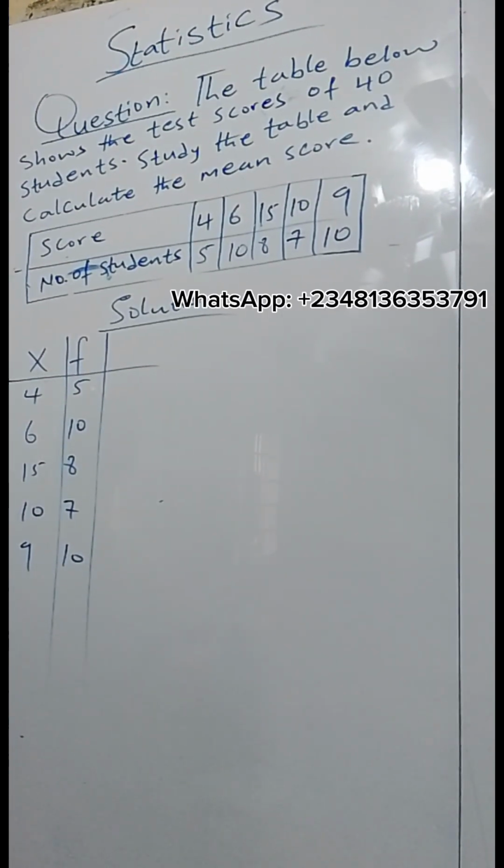Assuming we are to use the assuming method. So there are two methods of calculating the arithmetic mean. Either we use the direct method, that is the one we used in our previous class, or we use the assuming method. Either of the two, we are going to get the same answer. So let's try the assuming method here.